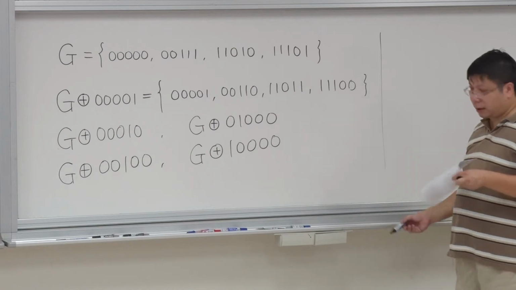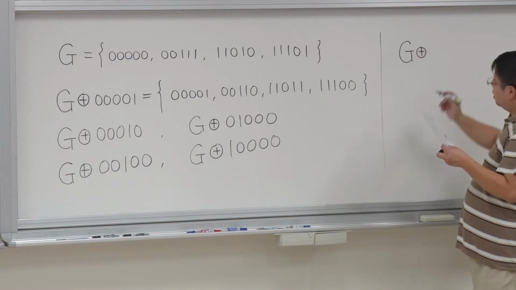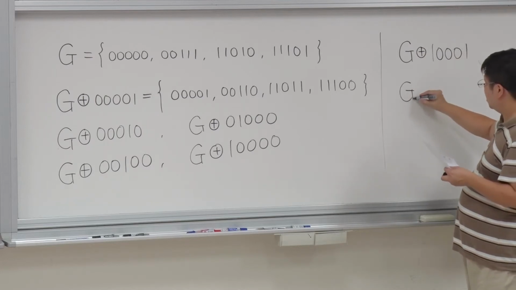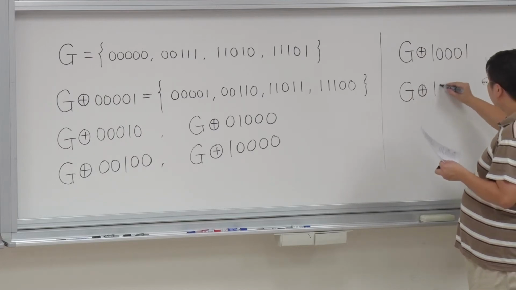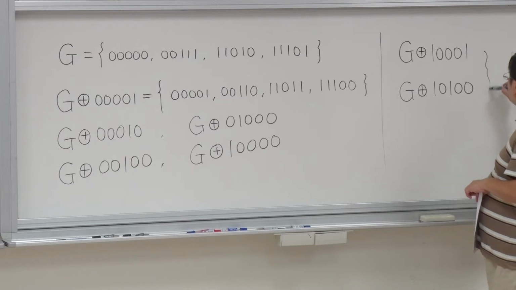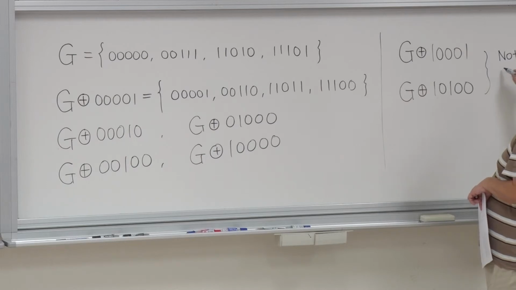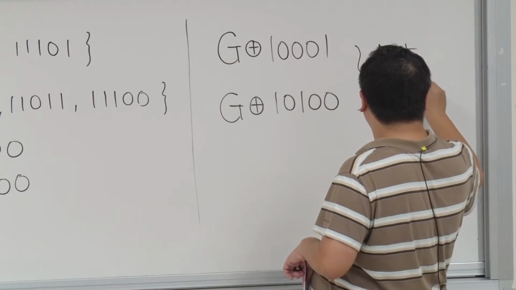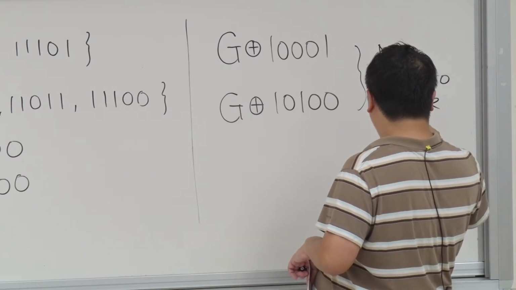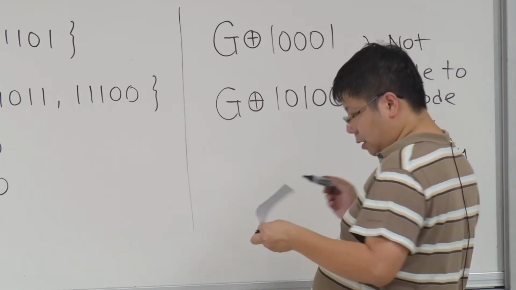And then there are actually 2 more cosets that cover the remaining strings. If a string belongs to any one of these cosets, then we are not able to decode it back uniquely. Okay, so that's it.